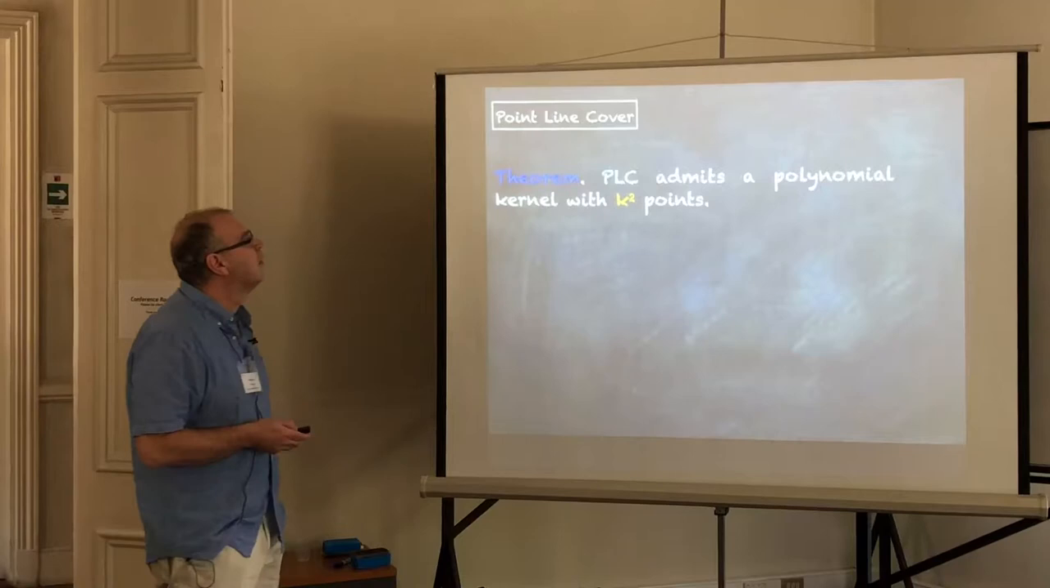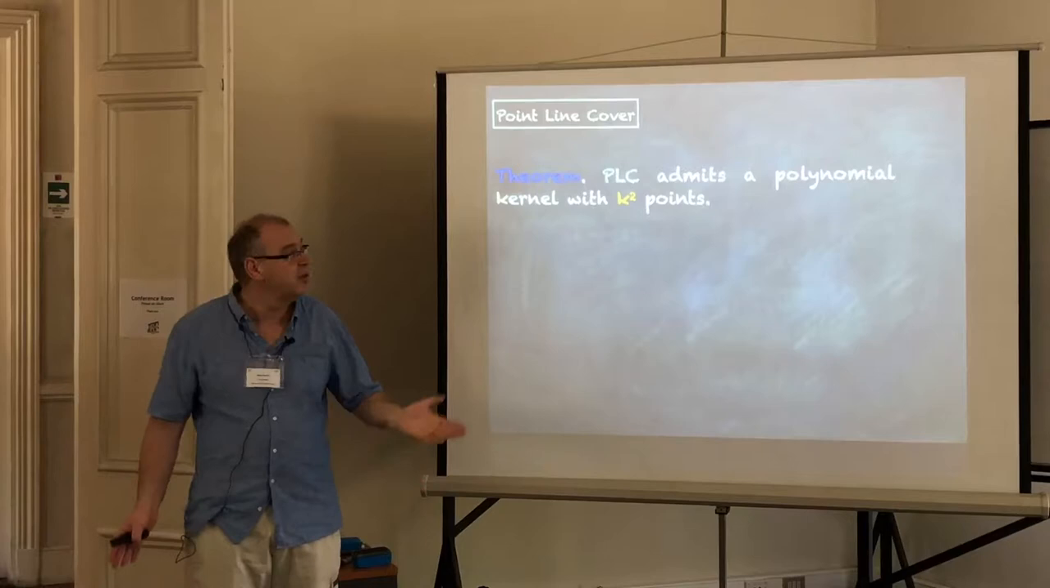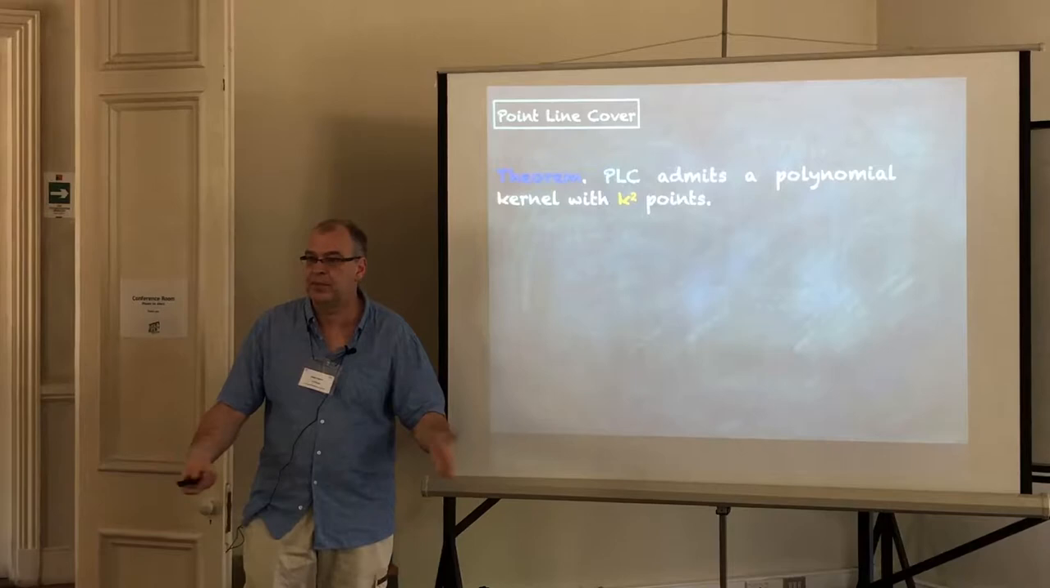Okay, so now that we have defined what a kernel is, I can state the theorem that point line cover admits a polynomial kernel with k square points. Polynomial means it runs in polynomial time and outputs something of size polynomial in k.